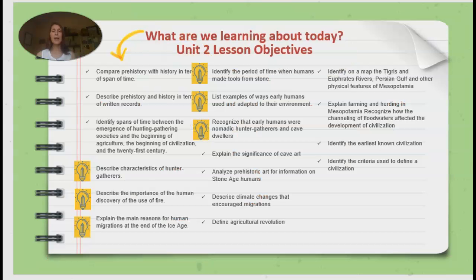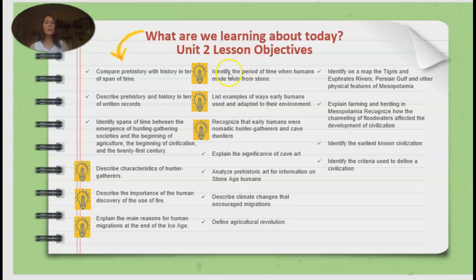So as I mentioned yesterday, these are a list of all of the lesson objectives, but for today, for 2.02 lesson, we're specifically covering these 6. Describe characteristics of hunter-gatherers, describe the importance of the human discovery of the use of fire, explain the main reasons for human migrations at the end of the Ice Age, identify the period of time when humans made tools from stone, and list examples of ways humans used and adapted to their environment. And then finally, recognize that early humans were nomadic hunter-gatherers and cave dwellers. And some of these, again, may overlap, but these are the main ones that we'll be talking about for the lesson today.